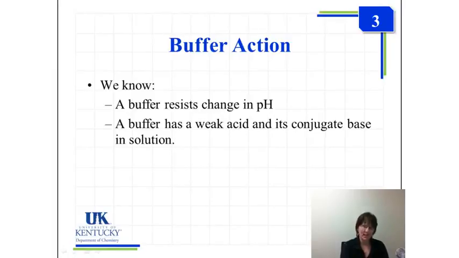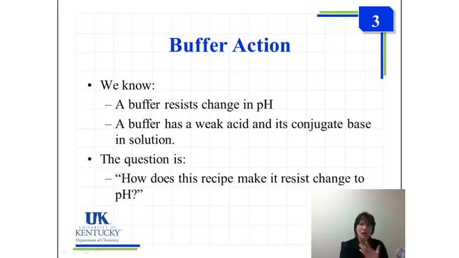It has a weak acid and its conjugate base, or a weak base and its conjugate acid, so it has something weak with its conjugate, in significant quantities. And the question is, how does that do what it's supposed to do? How does that cause a resistance of the change of pH?